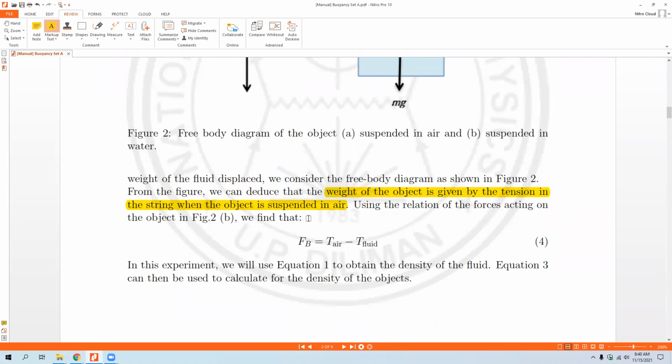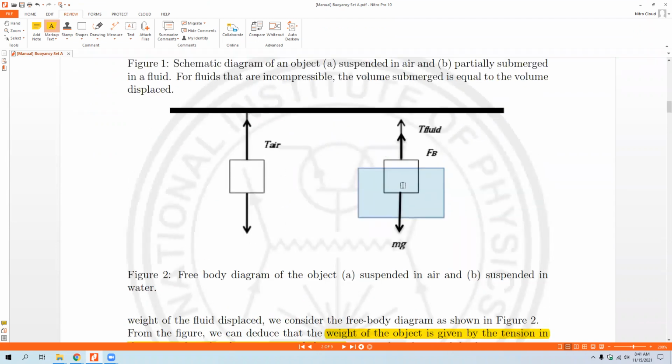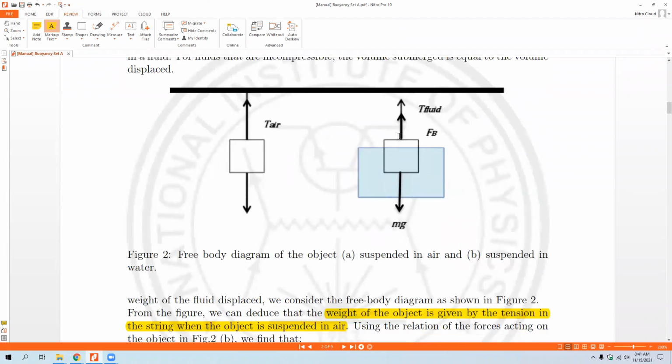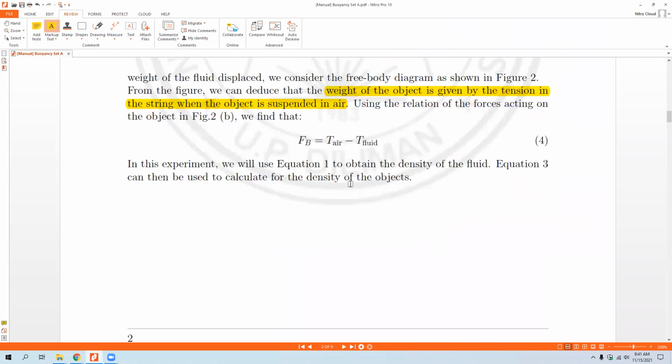So using the relations we have so far, we are able to define this particular equation that relates the buoyant force to the tension in air and yung tension na naranasan ng object pag na-immerse na siya sa fluid. So you'll use this equation as well further in the experiment.